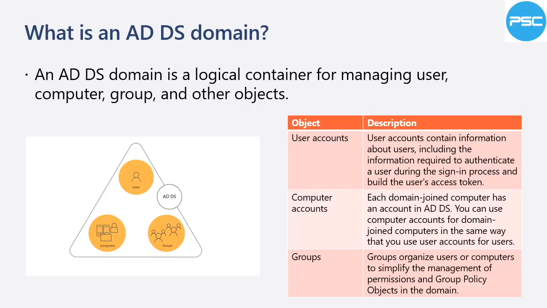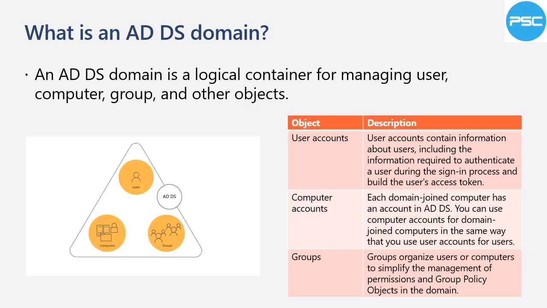User accounts contain information about users, including the information required to authenticate a user during the sign-in process and build the user's access token. Computer accounts. Each domain-joined computer has an account in ADDS. You can use computer accounts for domain-joined computers in the same way that you use user accounts for users. Groups. Groups organize users or computers to simplify the management of permissions and group policy objects in the domain.